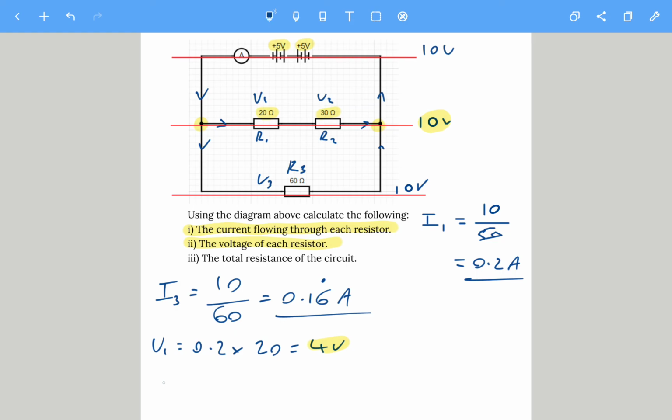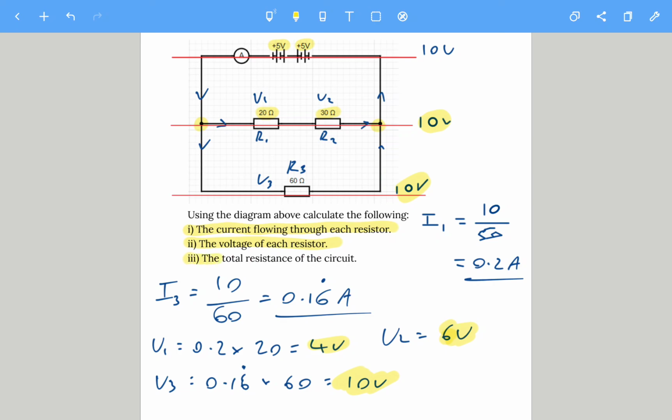And then let's do voltage 3. So I'll just write V2 is 6 volts. Then let's do the bottom one, V3. So the current going through that one is 0.16 recurring, multiplied by the resistance of 60 ohms. So the voltage is, you guessed it, 10 volts. Which I don't know why I've done that, because I told you earlier that it was 10 volts, but it's been a long day and it's extra practice anyway.